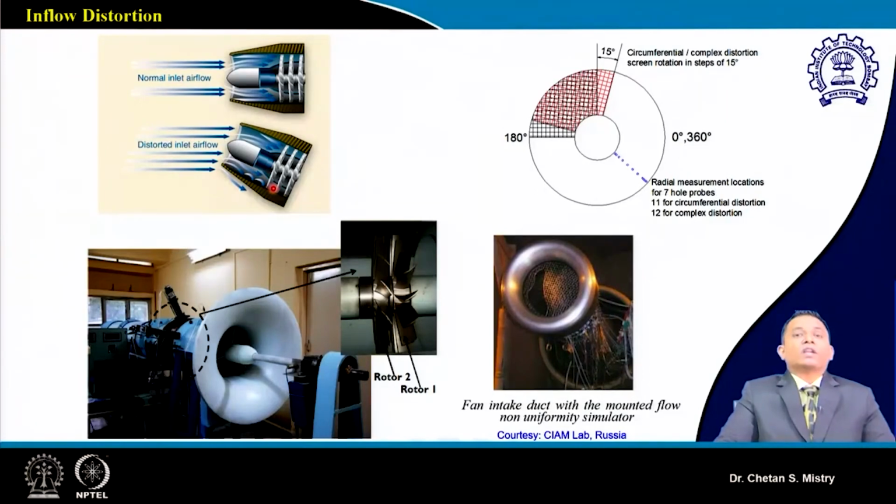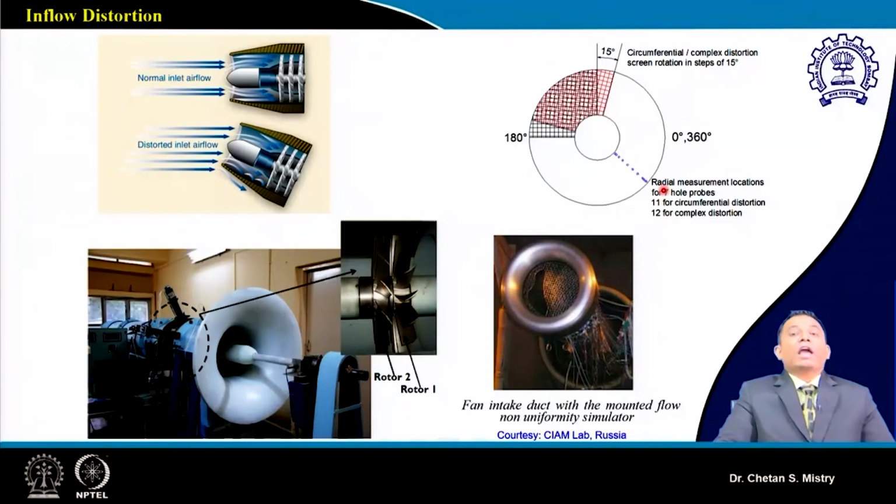Now, in order to understand this phenomenon, for the same experimental facility, we have artificially generated distortion by using this mesh configuration. Here this is a 90-degree sector that we have used for our study, and that sector is rotated in intervals of 15 degrees. In order to capture what is happening at the entry of rotor 1, between both the rotors, and at the exit of rotor 2, we have used a 7-hole probe, which will give more clarity in terms of change of flow field.